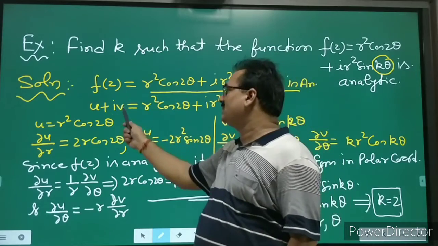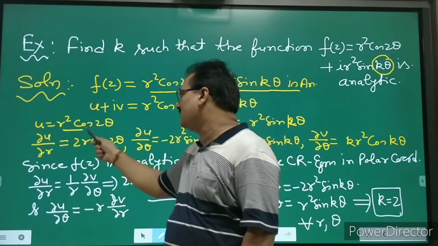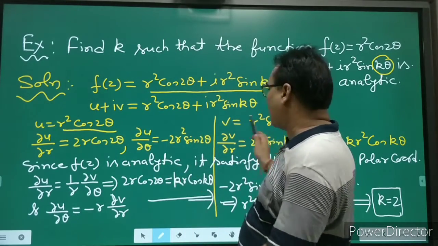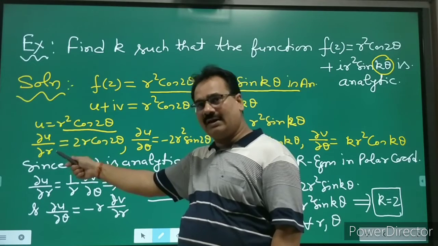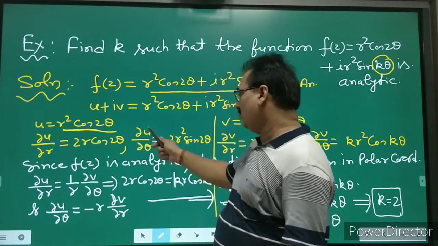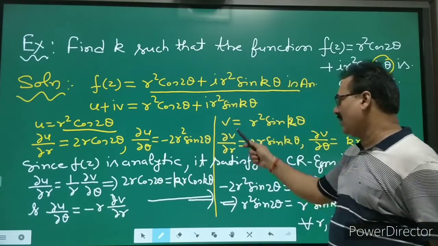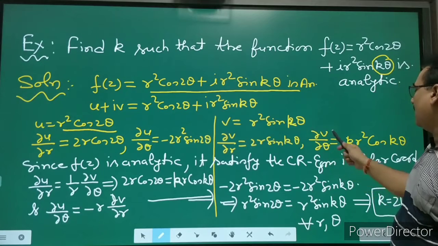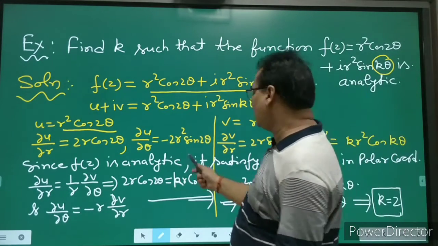It means u plus iota v, you have to write like this. And what is u? u is this and v is this, so you can write them separately. Then take del u over del r, differentiation with respect to r, and differentiation with respect to theta. So here 2r cosine 2 theta, and with respect to theta you will get minus 2r square sine 2 theta. Similarly, del v over del r is 2r sine k theta, and del v over del theta is k r square cosine k theta.